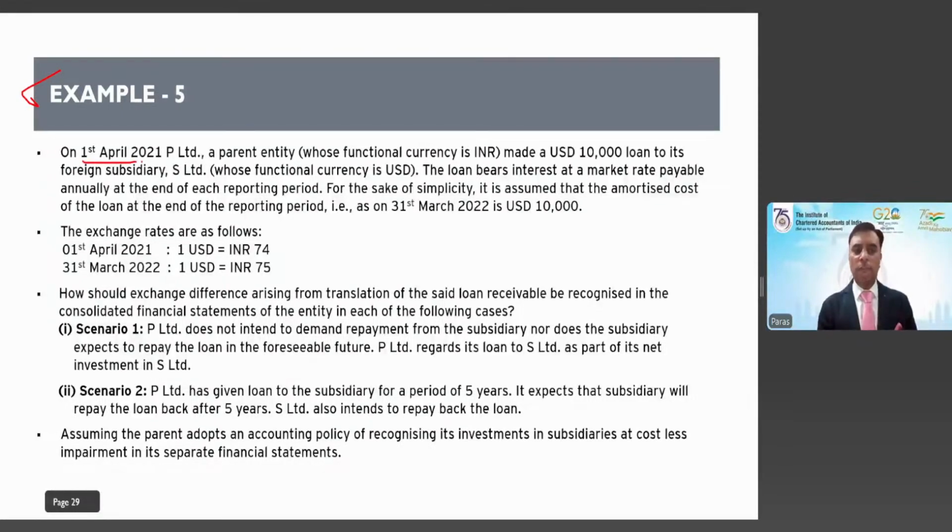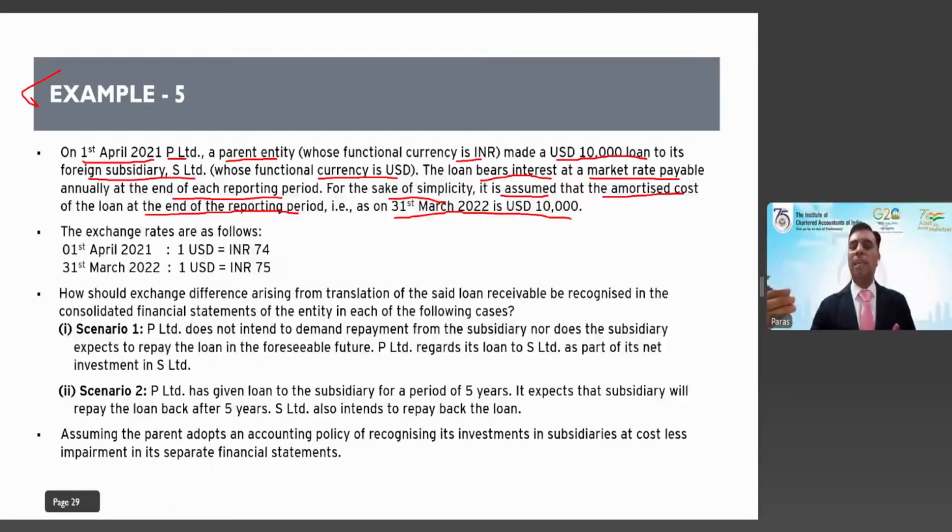It says on 1st of April 2021, P Limited, that is a parent entity whose functional currency is INR, made a USD 10,000 loan to its foreign subsidiary, that is S Limited, whose functional currency is USD. The loan bears interest at a market rate payable annually at the end of each reporting period. For the sake of simplicity, it is assumed that the amortized cost of the loan at the end of the reporting period, that is as on 31st March 2022, is USD 10,000. So they have not changed the balance of the loan, right?